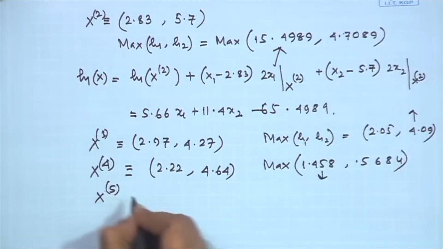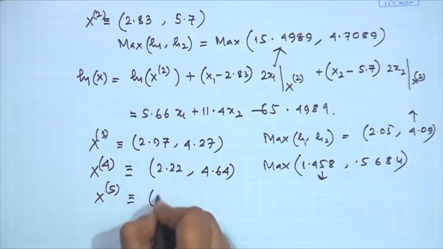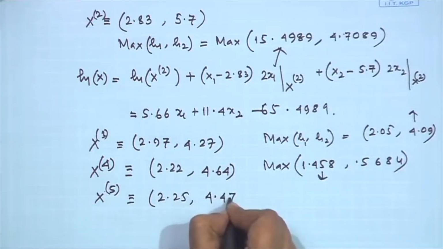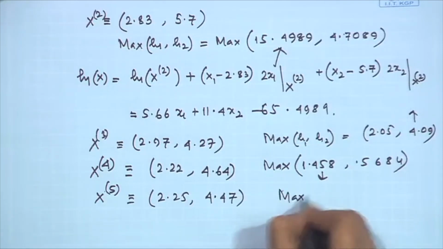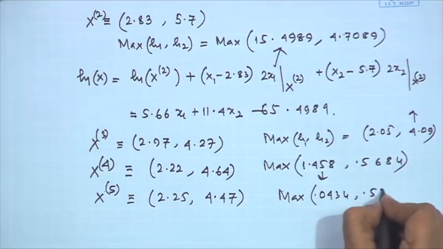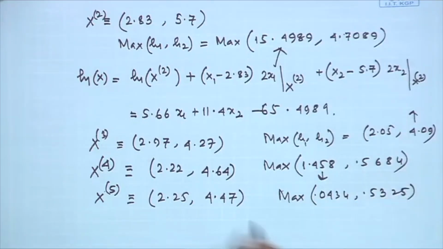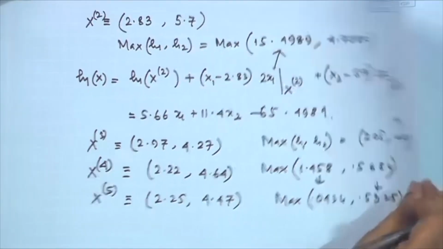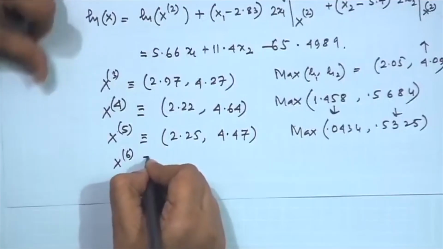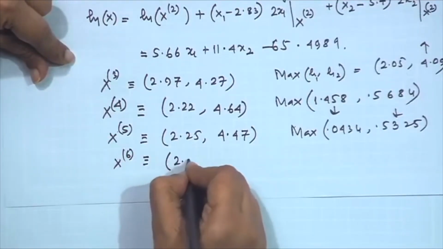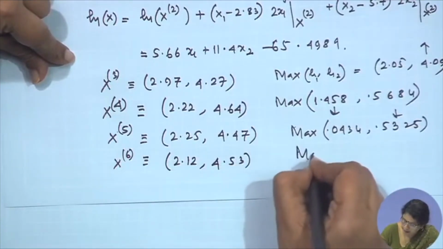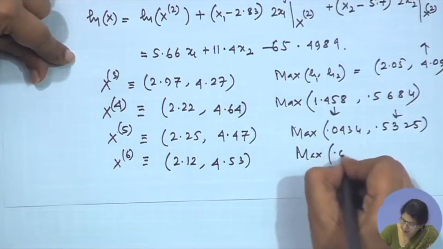Then I will get x5 as 2.25. Hopefully, you can see the values are converging, and the max of 0.0434.5325. Again I will add for h2, and if I proceed, just to see what the value is coming, 2.12, 4.53, and here the max value is coming.